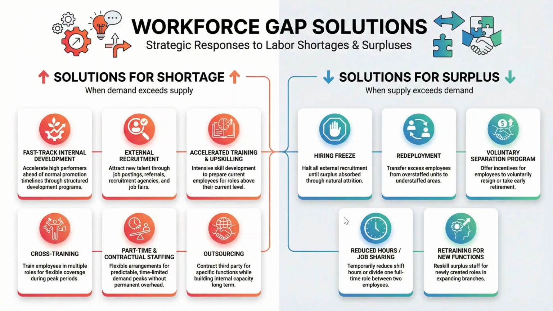Okay, reduce work hours or job sharing, reduce yung shift hours or divide one full-time role between two employees. And then, pwede rin mag-retrain ka for new functions. I-reskill mo yung mga surplus employees for newly created roles in expanding branches. Okay?